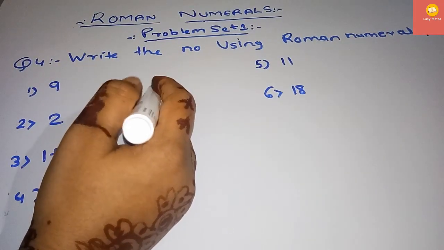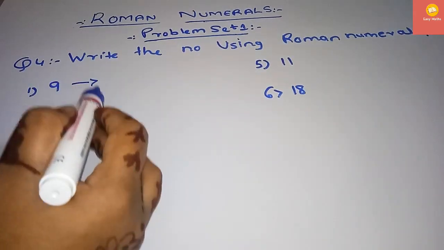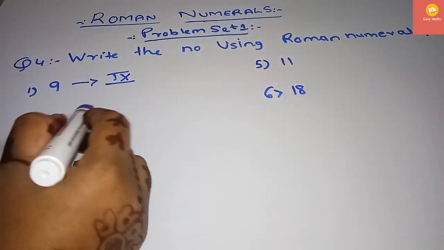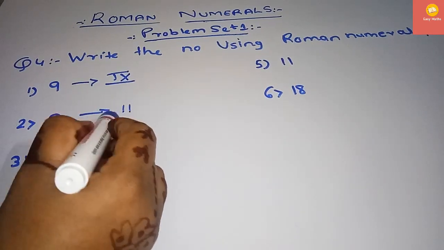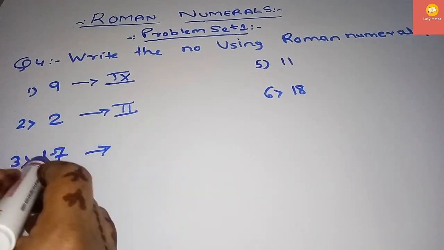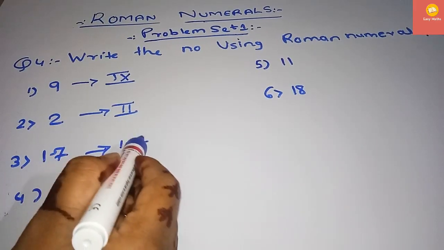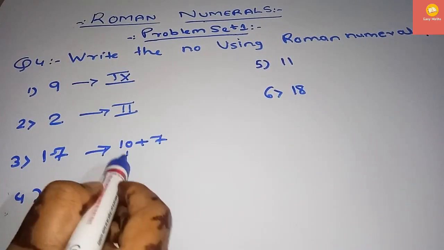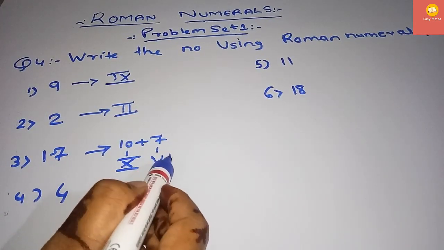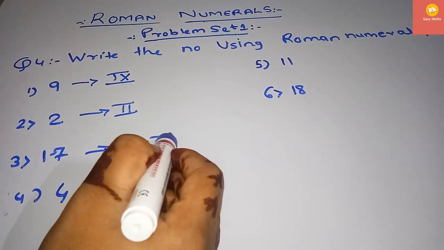So let's start. 9. How to write 9? 10 minus 1 is 9. 2. 2I is nothing but 2. 17. Split it. 10 plus 7 is 17. How to write 10? It's capital X. How to write 7? 5, 6, 7. Just combine both of these symbols.